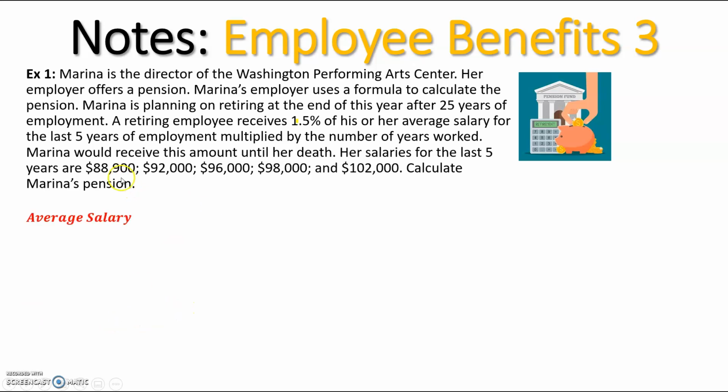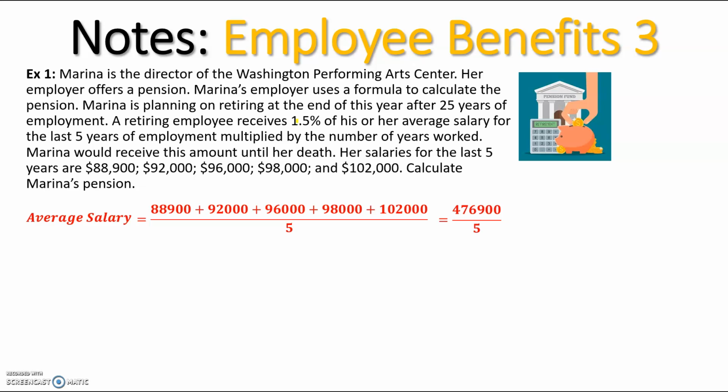So we are going to combine each of those numbers. So 88,900 plus 92,000 plus 96,000 plus 98,000 plus 102,000 divided by the 5 years to get the average. That gives us 476,900 divided by 5, or $95,380 on average.